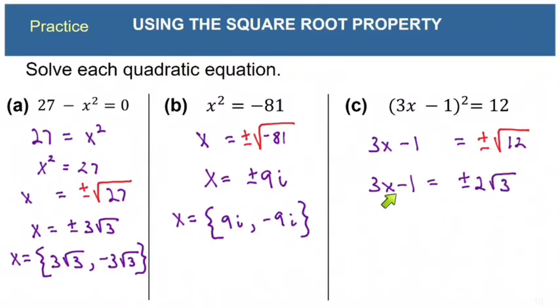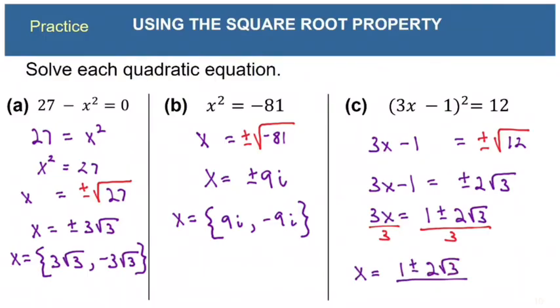Now we still need to isolate the x over here. So let's add 1 to both sides. If you add 1 to both sides, the 1 will show up over here as a positive in front of the plus or minus expression. So let's say that 3x equals 1 plus or minus 2 times the square root of 3, and then we will divide both sides by 3, and then we will have x equals 1 plus or minus 2 times the square root of 3, all over 3. It's very important that you notice that the whole right side is over 3, and that comes from our solving process.